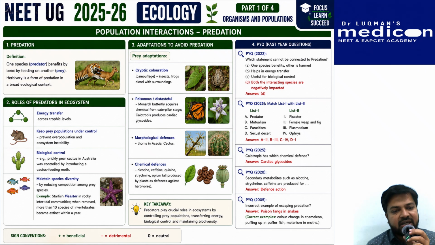We have to understand the key takeaways. Predators play a crucial role in ecosystems by controlling the prey populations, transferring energy, biological control, and maintaining biodiversity.